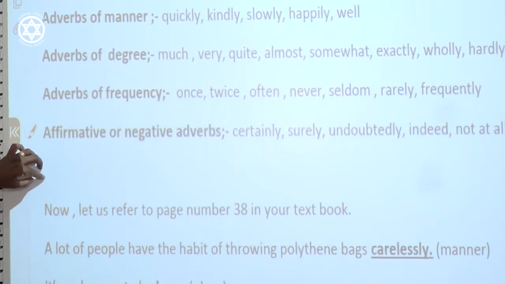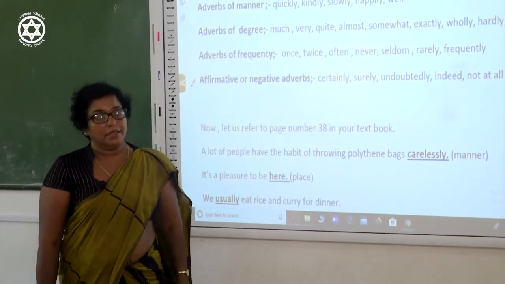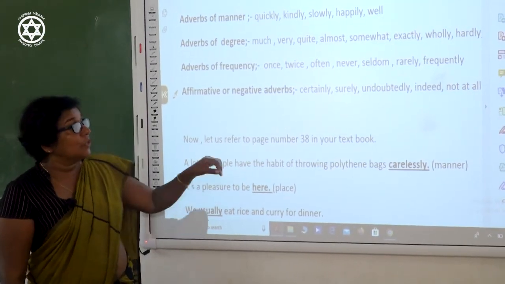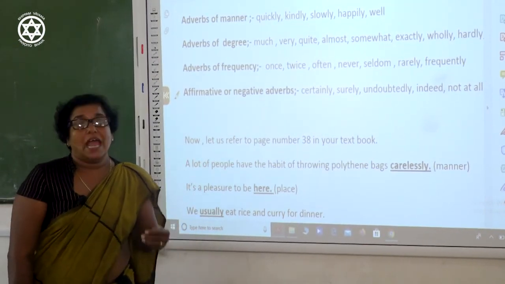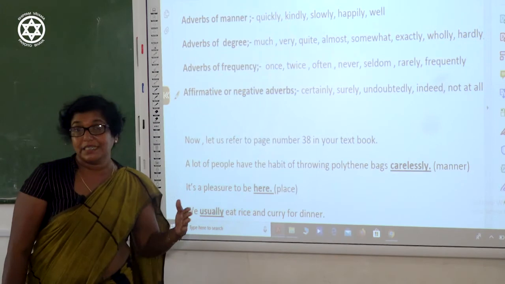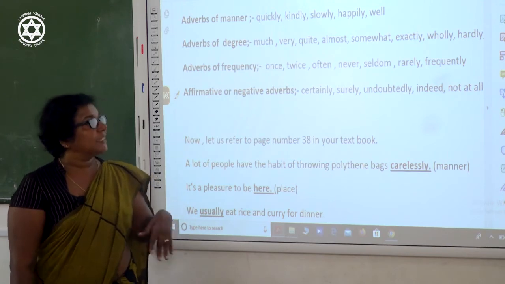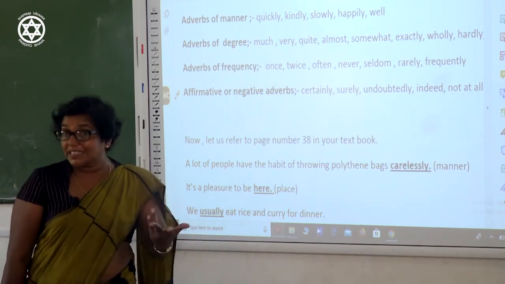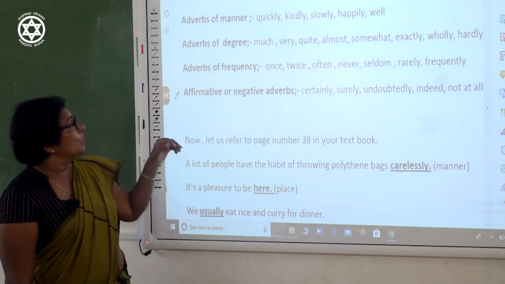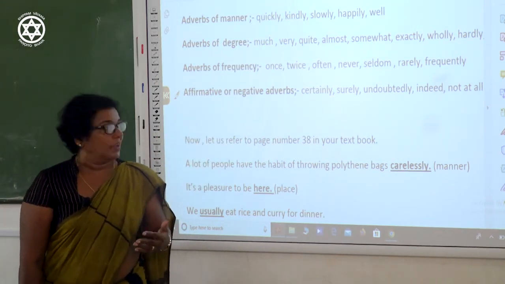Then there is another kind of adverbs, affirmative or negative adverbs: certainly, surely, undoubtedly, indeed, not at all. These adverbs tell us the probability of an action, whether it happens, whether it's certain, whether the action is sure, whether the action is doubtful. So, affirmative or negative adverbs tell us the probability of an action.